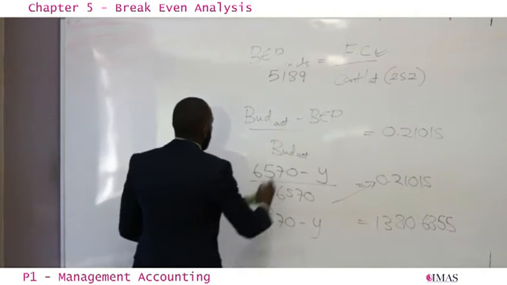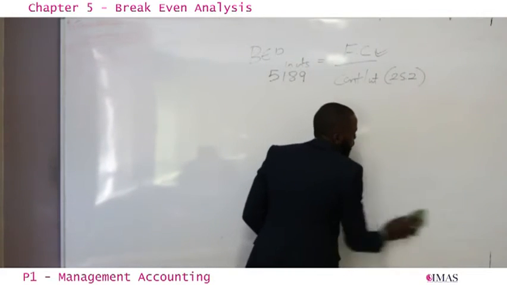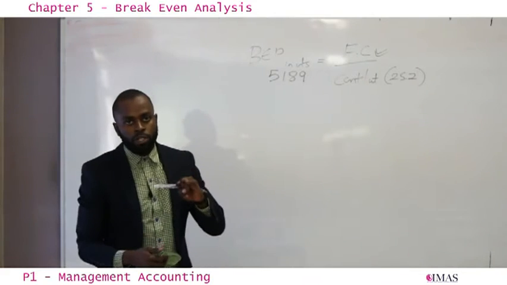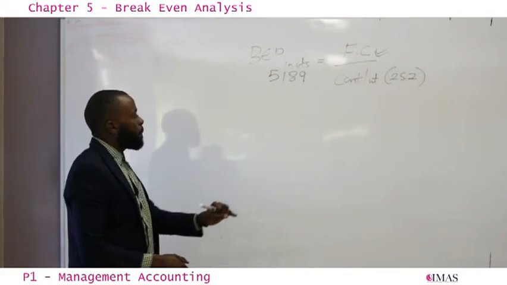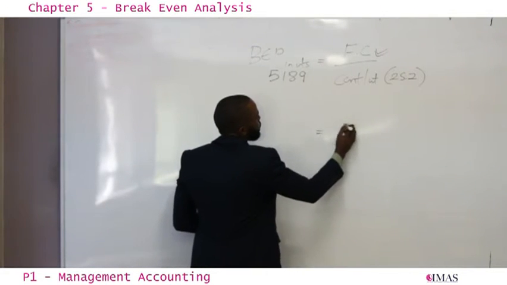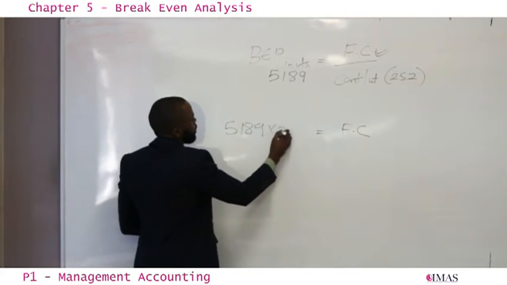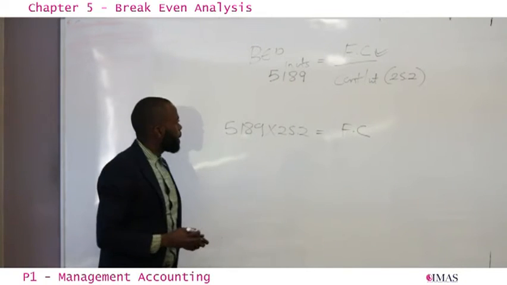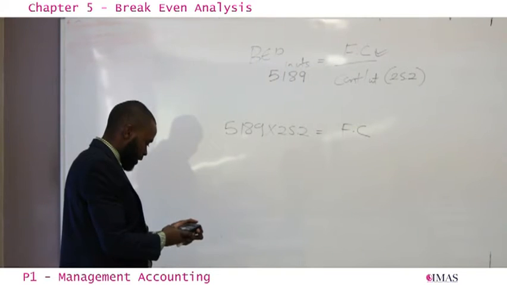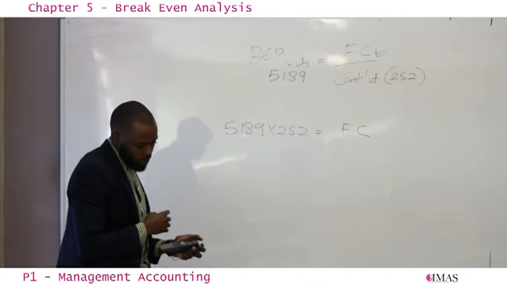So here, the examiner will give you enough information to maneuver your way around the question. Because the examiner gave us the contribution to sales ratio, we could easily get the contribution per unit. Then the examiner gave us the margin of safety, so we could get the break-even point in units. Therefore, our fixed cost is just equal to the break-even point in units times 25.2, which is our contribution per unit. So take our 5189 times 25.2. We get 137.62.